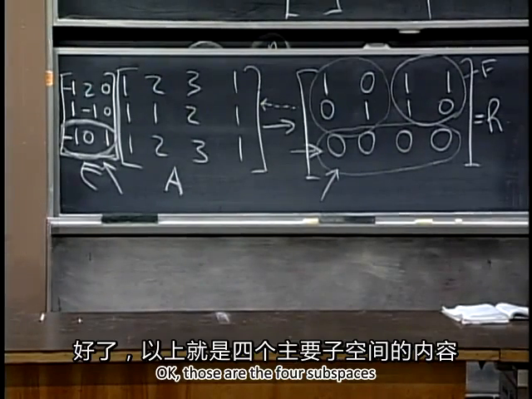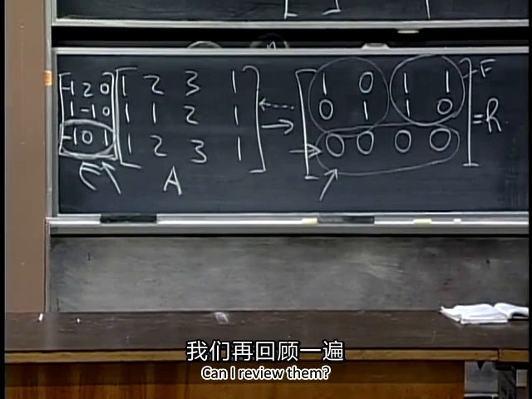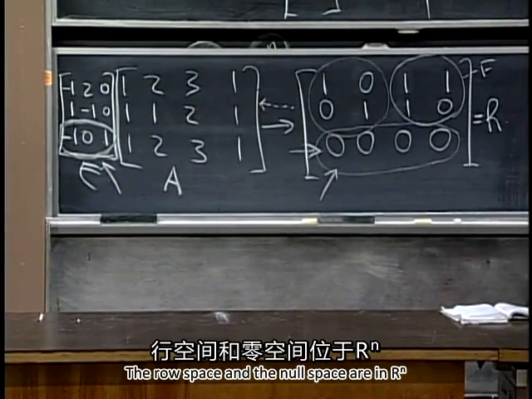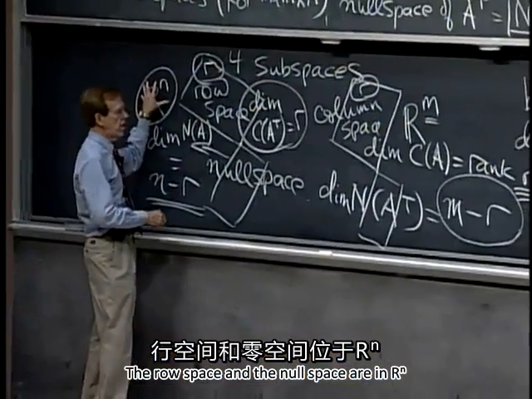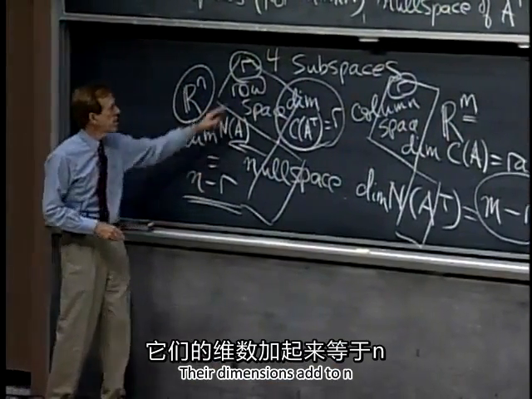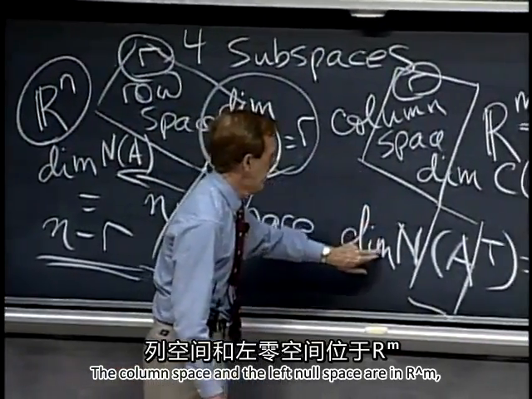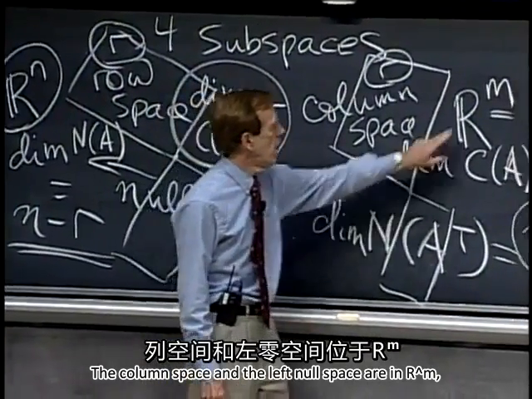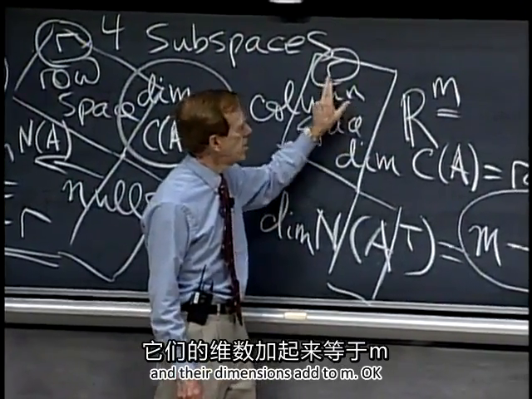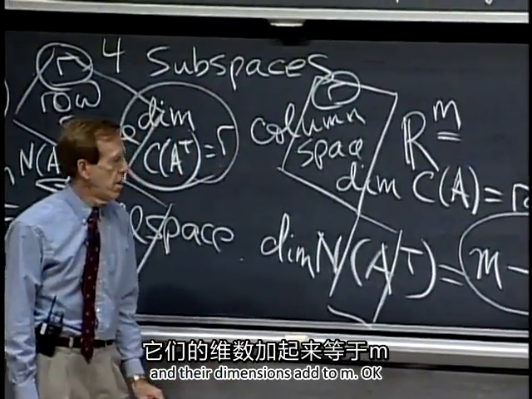Okay, those are the 4 subspaces. Can I review them? The row space and the null space are in Rn. Their dimensions add to n. The column space and the left null space are in Rm, and their dimensions add to m. Okay.